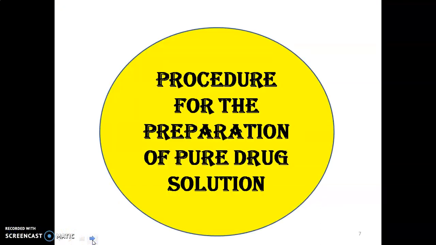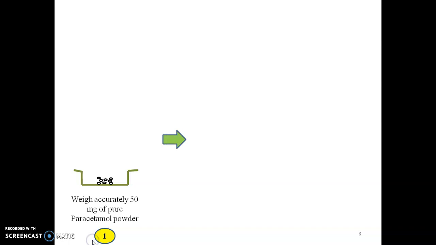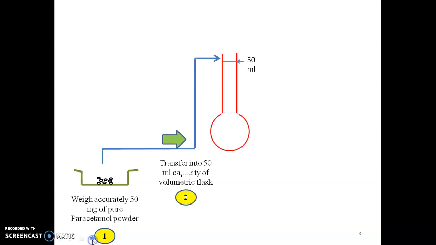Now, we have to see the procedure for the preparation of the pure drug solution. Here the paracetamol pure drug sample will be required for the preparation of the solution. Step by step we are going to see here. First step: weigh accurately 50 milligram of the pure paracetamol powder. Then transfer this measured amount of paracetamol powder into a 50 ml volumetric flask.